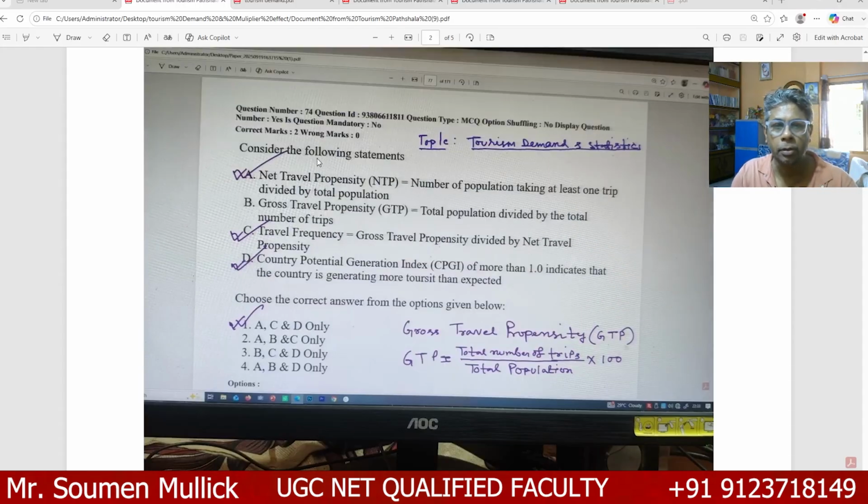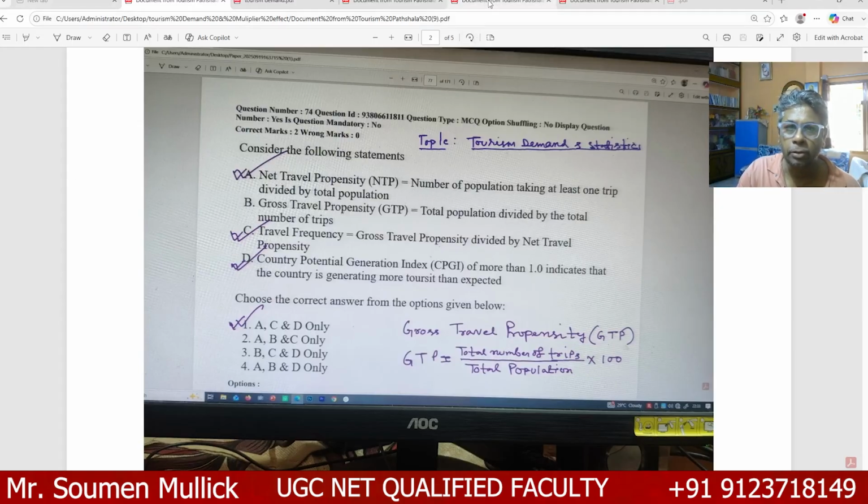See question number 74. Net travel propensity equals number of population taking at least one trip divided by total population. The gross travel propensity equals total population divided by the total number of trips. Third, travel frequency equals gross travel propensity divided by net travel propensity. D, country potential generation index of more than 1.0 indicates the country is generating more tourists than expected.